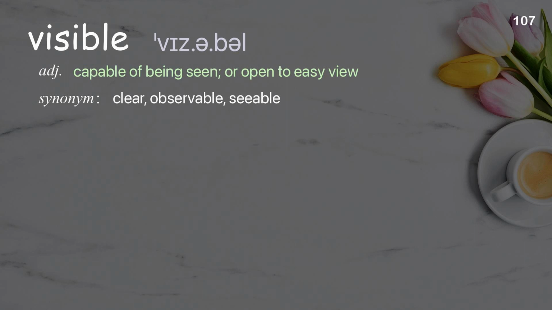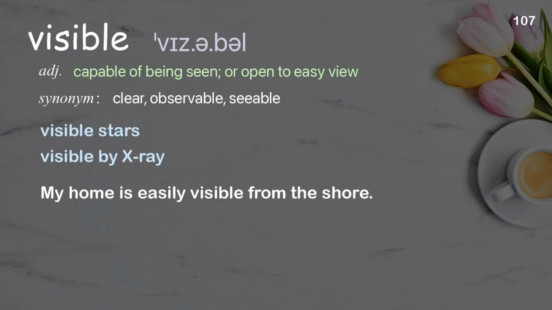Visible. Capable of being seen, or open to easy view. Examples: Visible stars. Visible by X-ray. My home is easily visible from the shore.